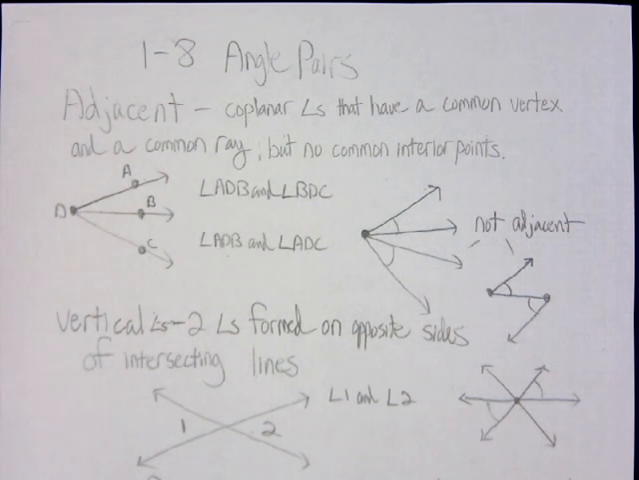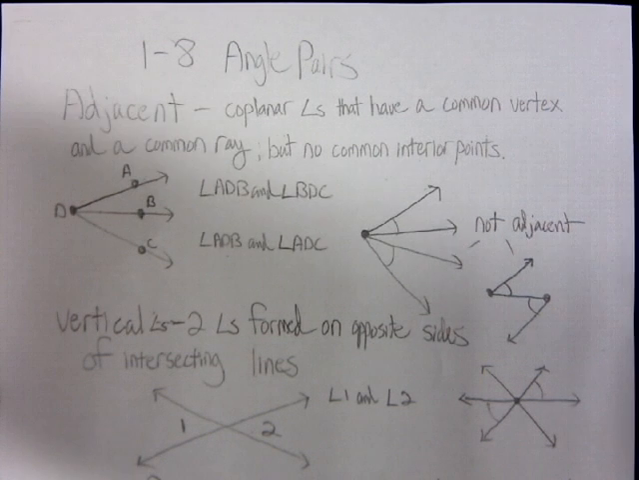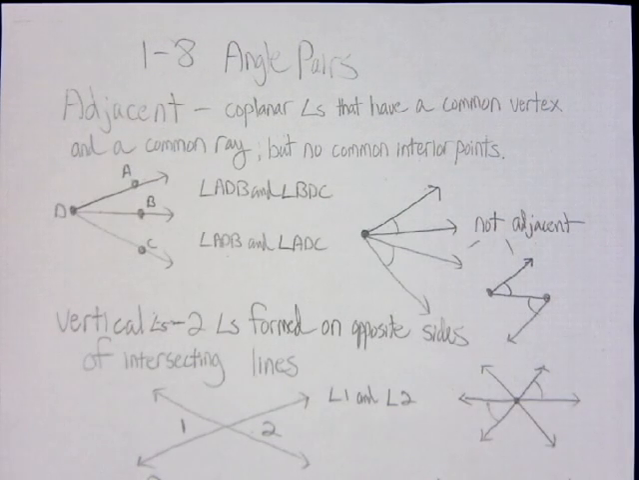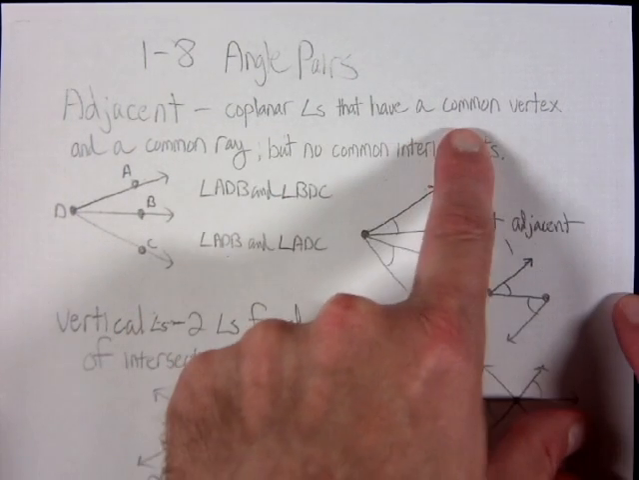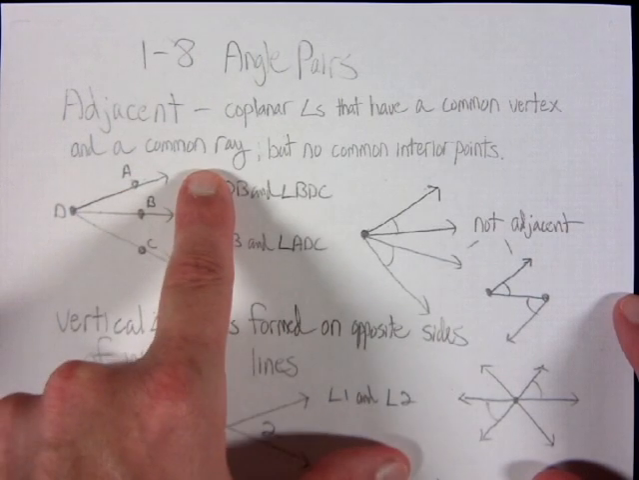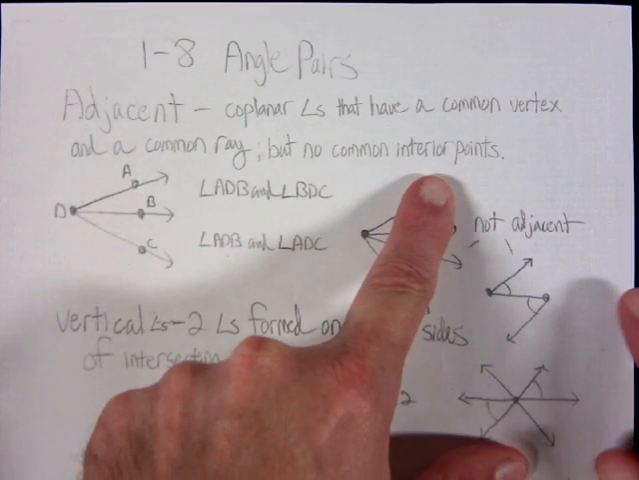Okay, in this section 1-8, we're focused on angle pairs. And the first vocabulary word we come to is the word adjacent. Now, let's read through the definition and then we'll talk about each part of it. Adjacent angles are coplanar, and they have a common vertex and a common ray, but no common interior points.